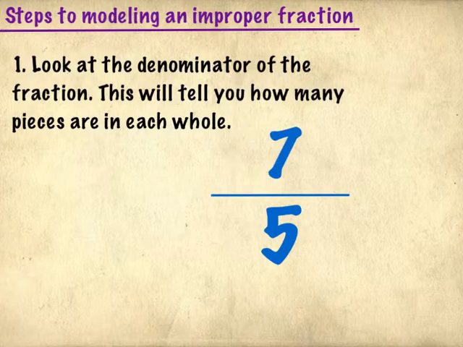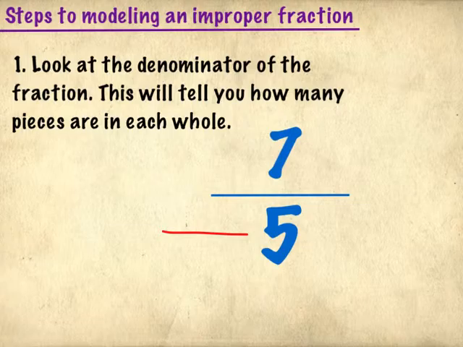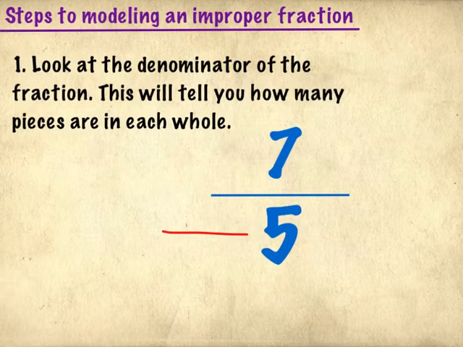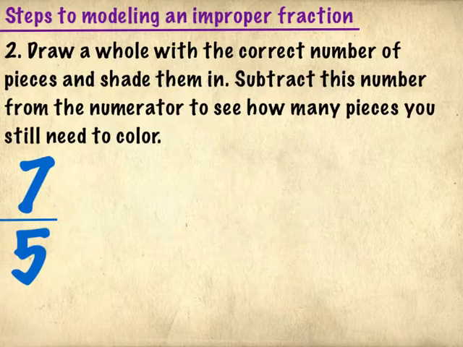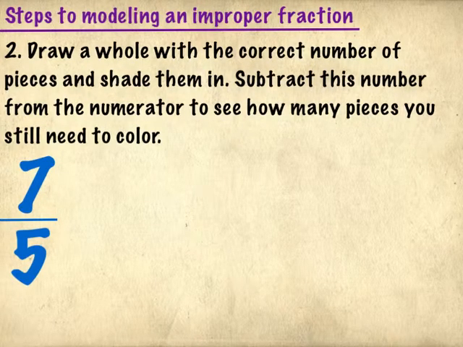So here is the improper fraction 7/5, and the denominator is 5, which tells me that each whole will have 5 pieces. And just to make this easier to visualize, I'm going to pretend we're talking about a chocolate bar. So that means that each whole chocolate bar has been cut into 5 pieces, and I have 7 pieces. So next I'm going to draw a whole with the correct number of pieces and shade them in, and then I'm going to subtract this number from the numerator to see how many pieces I still need to color.